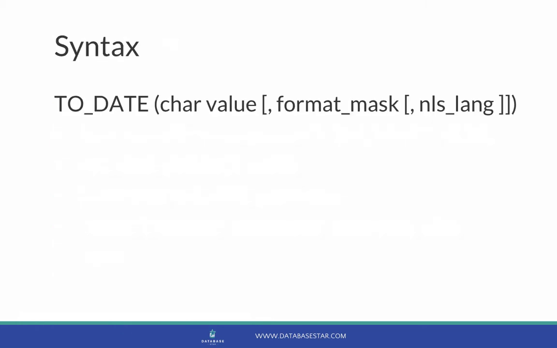The syntax of the toDate function is shown here. The first parameter, the char value, is the character value to convert to a date. It's a mandatory field and it's a main input to the function. The format mask is an optional field, and it's a format of the input value. This is because dates written in character formats can be in many different formats, so this lets you say what the format is, to make sure that the data you return is correct. The final parameter, NLS language, is used to determine how the output value is displayed. This is also an optional parameter. Let's have a look at some examples.